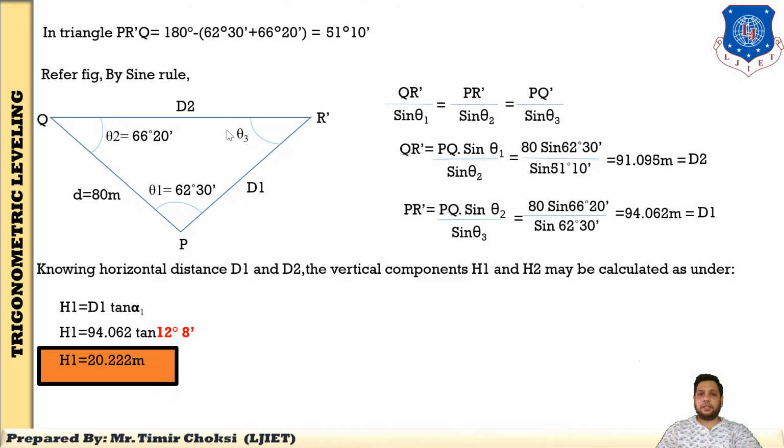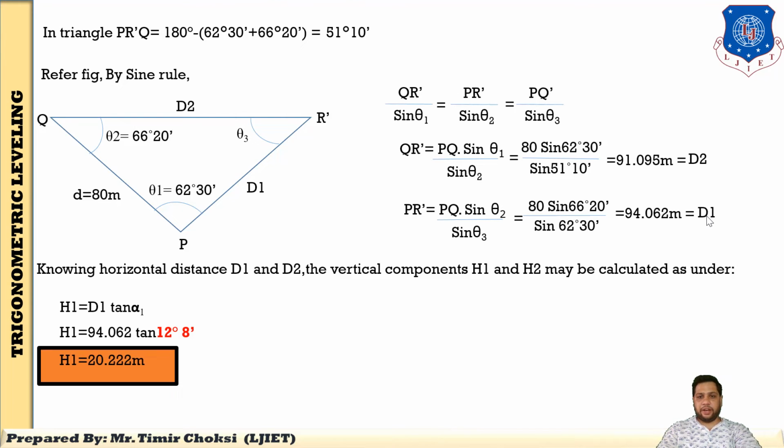Now, using the sine rule, try to find the d1 and d2 values. The sine rule you already know: QR dash divided by sine theta 1 equals PR dash divided by sine theta 2 equals PQ divided by sine theta 3. Now you make QR dash the subject, because QR dash equals d2, and then make PR dash the subject, because PR dash equals d1. So you find d2 and d1.